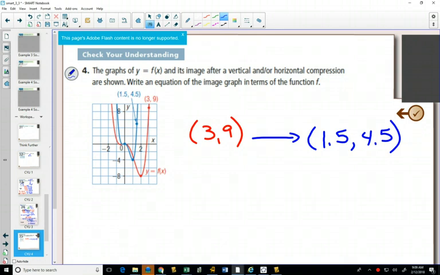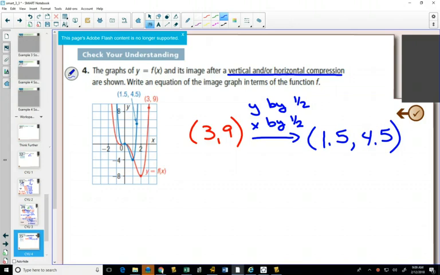In fact, they even tell us that there have been vertical and horizontal compressions. So because that's happened, we know that y has been multiplied by something and x has been multiplied by something. Looking at the numbers, you probably can figure out that both of them are going to be multiplied by a half. Our x values have been multiplied by a half. Our y values have been multiplied by a half. So that makes sense that we've had a vertical compression and a horizontal compression.